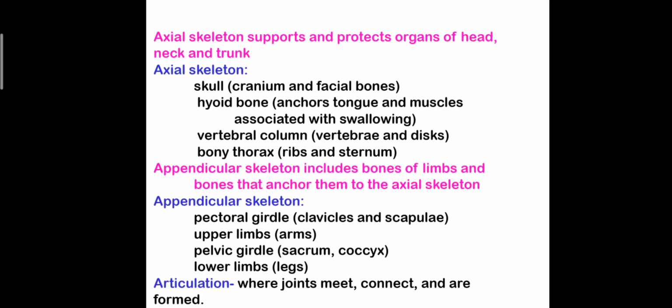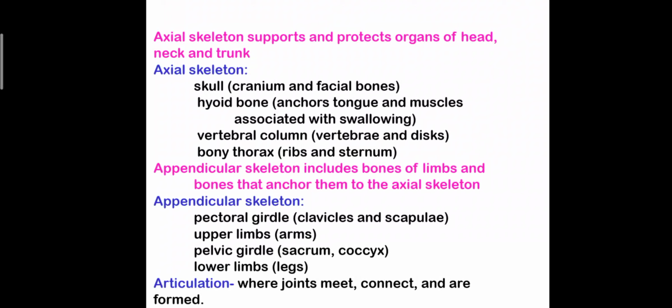Axial skeleton supports and protects organs of head, neck, and trunk. Axial skeleton: skull, cranium, and facial bones. Hyoid bone anchors tongue and muscles associated with swallowing. Vertebral column, vertebrae and disc, bony thorax, ribs, and sternum. Appendicular skeleton includes bones of limbs and bones that anchor them to the axial skeleton. Appendicular skeleton consists of pectoral girdle, clavicles and scapula, upper limbs, arms, pelvic girdle, sacrum and coccyx, lower limbs, legs.